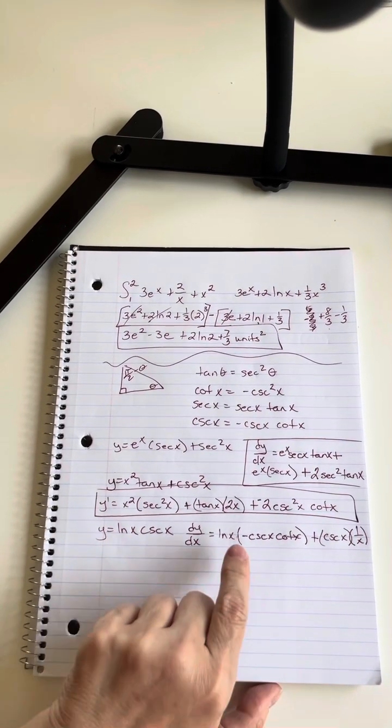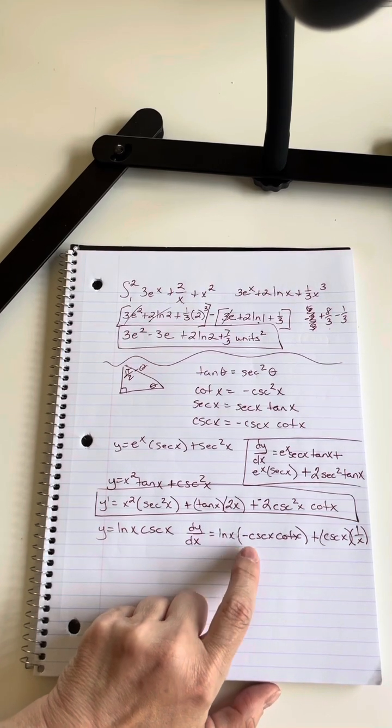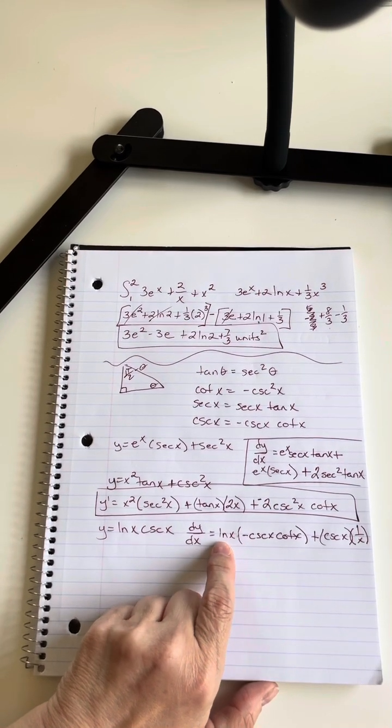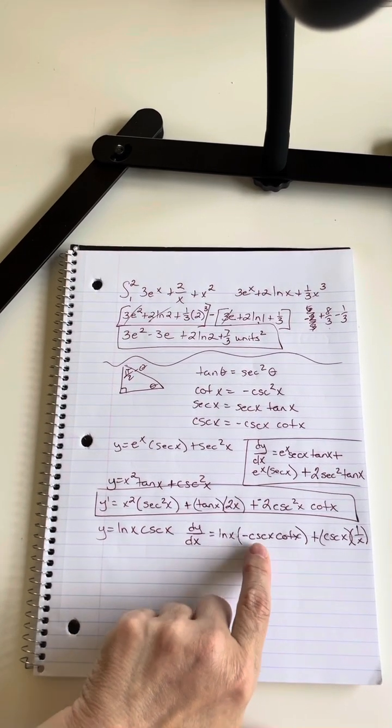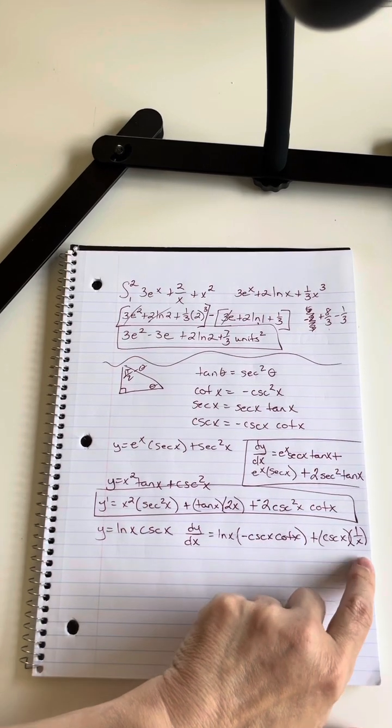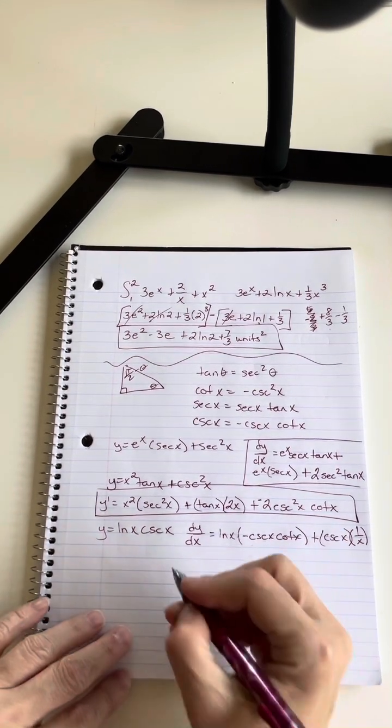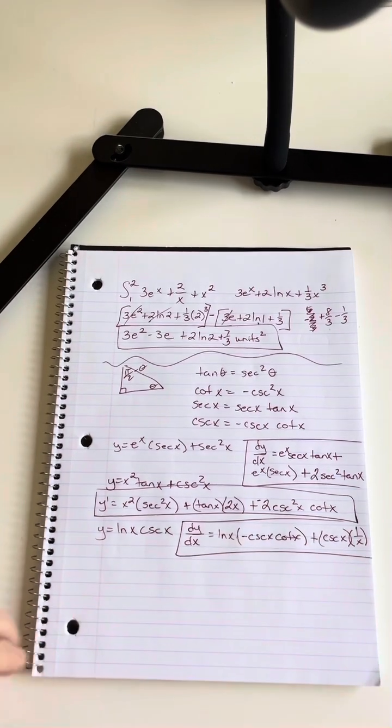And I probably should rearrange the order a little bit, but just note that this would be negative with the natural log, the cosecant, the cotangent. The 1 over x should be in front and cosecant x.